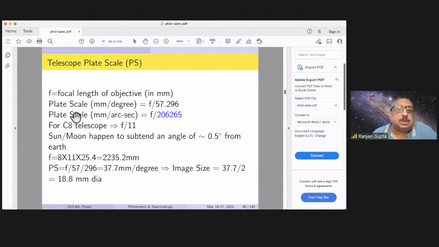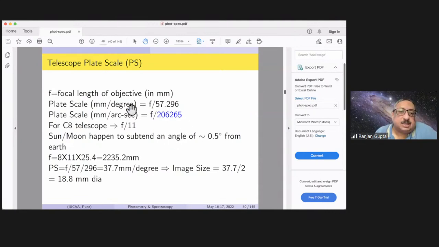This slide is more relevant for people who used to do photography using standard cameras for, say, the full moon or, during an eclipse, the sun. Interestingly, both sun and moon happen to subtend an angle of half a degree. Edge to edge is about half a degree. This is just a coincidence. It may not happen on Mars or other planets. Now, of course, Mars will have its own.